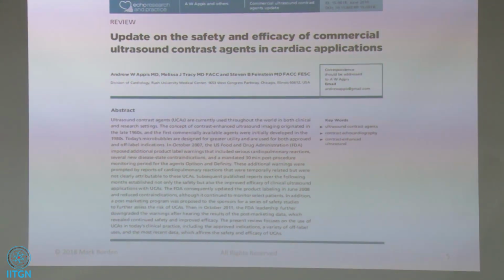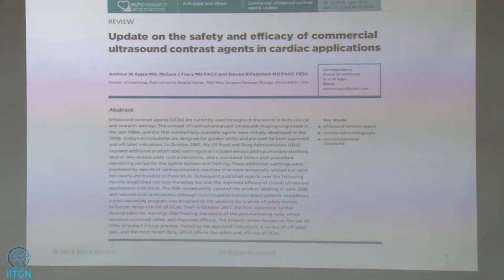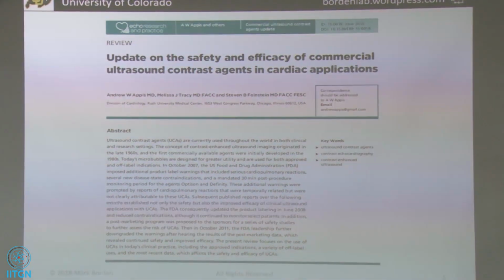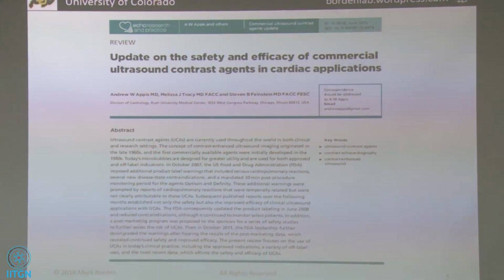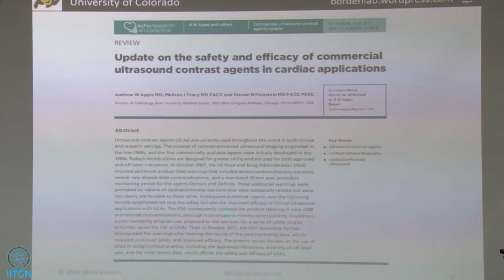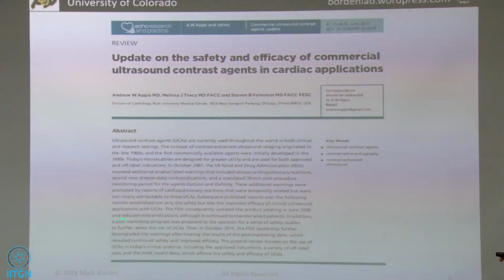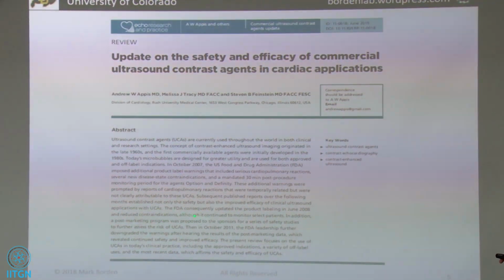Okay. So the FDA received some reports. They reacted by putting a black box warning label on all the contrast agents, including this mandatory 30-minute wait period. And essentially the cardiologists pushed back and said, no, it's safe, you're overreacting. But they had to, of course, produce data to prove it. The FDA consequently updated the product labeling in June 2008, so you can imagine the relief that I felt a short while later, and reduced contraindications, although it continued to monitor select patients. In addition, a post-marketing program was proposed to the sponsors for a series of safety studies to further assess the risk of ultrasound contrast agents.